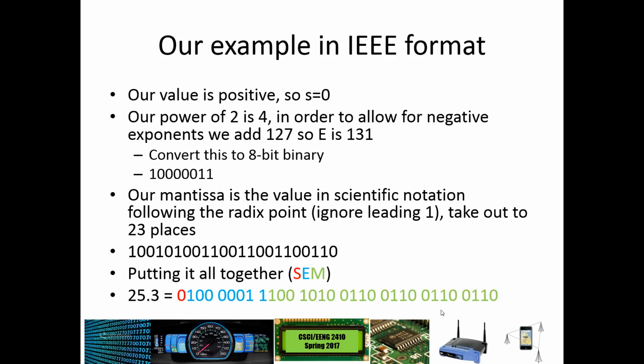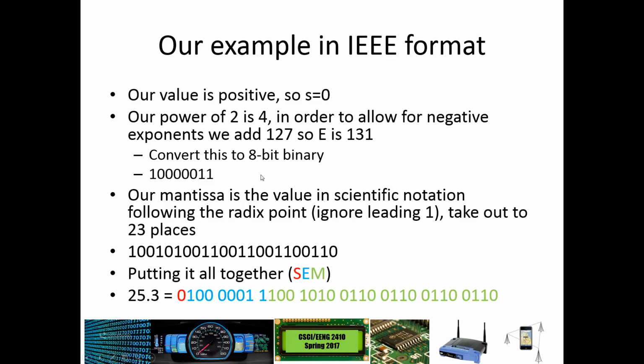Our power was 2 to the 4th, and so in order to allow us to represent negative numbers for our 32-bit, we will actually add 127 to that value. So in this case, our exponent could actually have been negative, but we had a positive value. So what we will do is add 127 to our 4, so our E value happens to be 131. And if we convert 131 into 8-bit binary, this is what we get here, because this is 128, plus 2 is 130, plus 1 is 131.